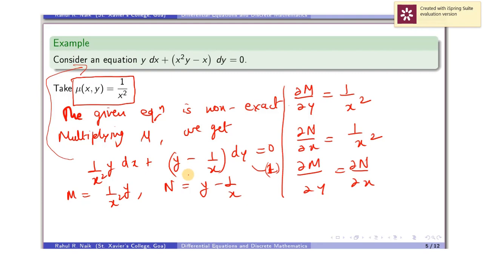So that's it for today's video. Next we will describe all the rules wherein we will see how we can convert a given differential equation of the form m dx plus n dy equal to 0 into an exact equation.